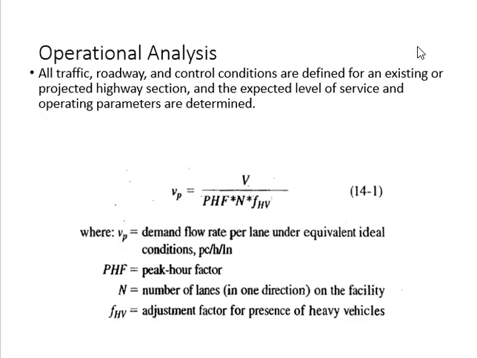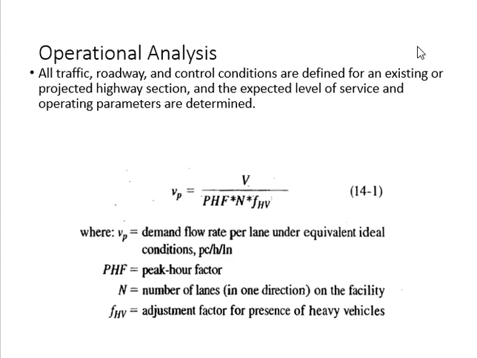This is for operational analysis. The third step for operational analysis is to find out vP. vP means flow rate. So you already have a highway. V is the peak hour volume of the highway. V, capital V, not the vP. Capital V is the volume of the peak hour on the highway. PHF is peak hour factor, N is number of lanes, and fHV is the factor for heavy vehicles.